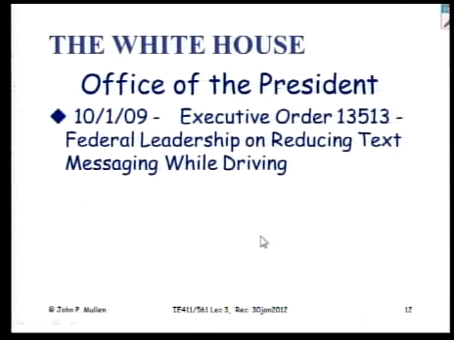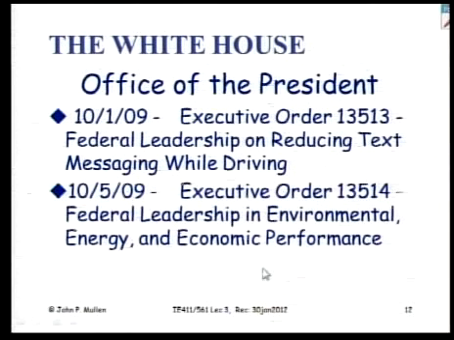And you see here, there's one of the problems with legislative laws, executive law. Sometimes the executive doesn't have as much authority as the executive would like. In 2009, another one, Executive Order 13514, Federal Leadership in Environmental, Energy, and Economic Performance. Another one that we've been following very closely. Nevertheless, the executive can make a difference.